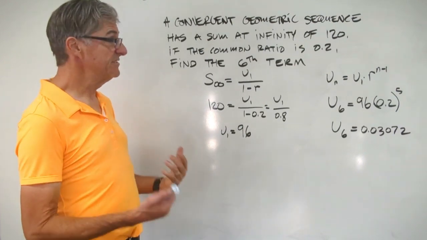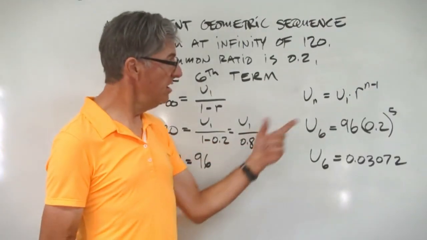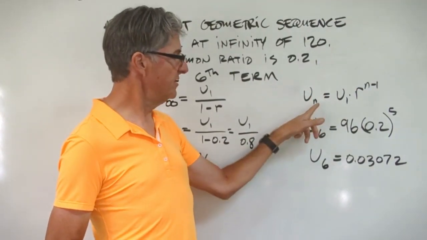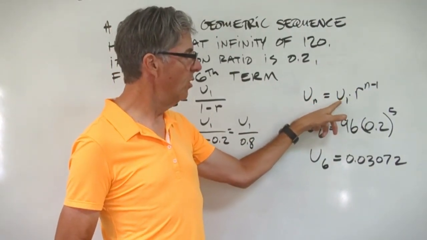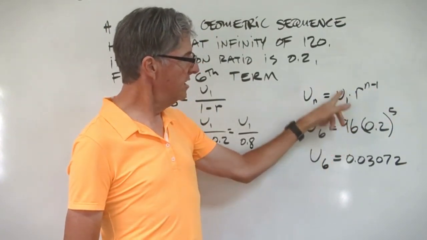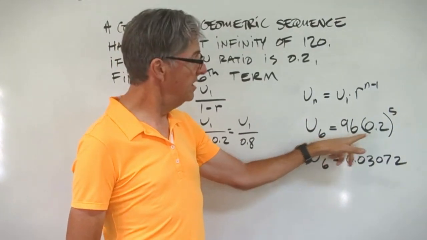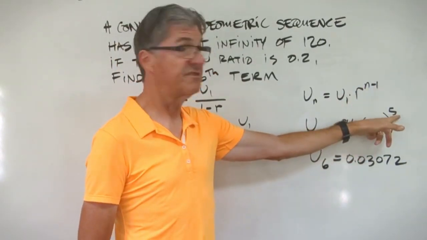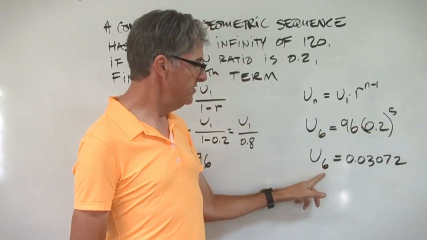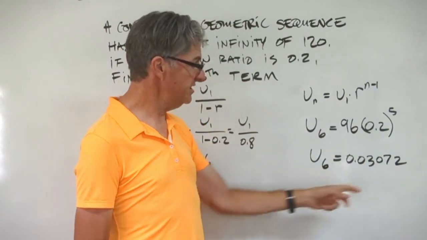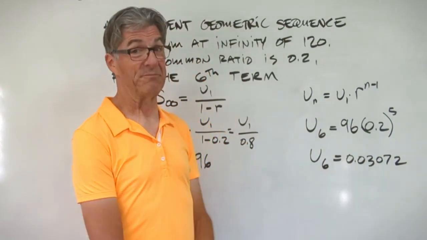Now, to find the sixth term, I have to move over here and use my nth term formula for a geometric sequence. So that's un equals u1 times r to the n minus 1. Did my plug-in step, u6 is 96, that's my first term, times 0.2 common ratio to the n minus 1, looking for sixth term, so that's 5. Do my work, and u6 is 0.03072. So the sixth term is pretty small.